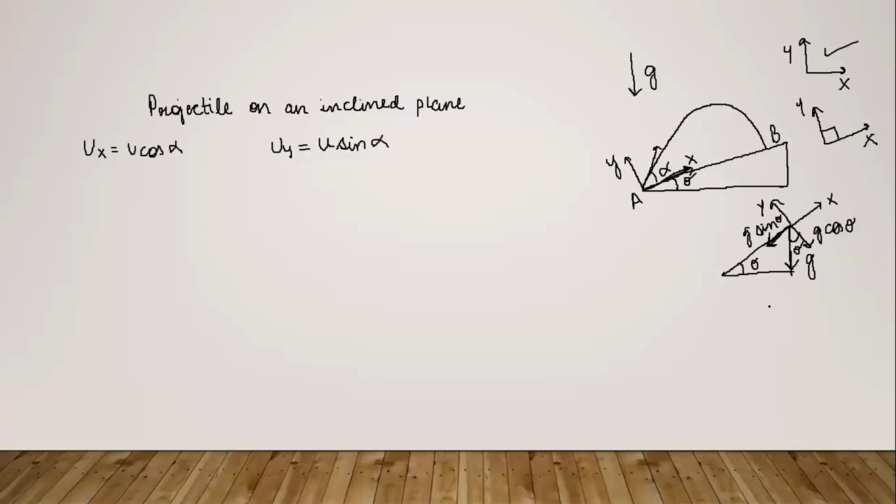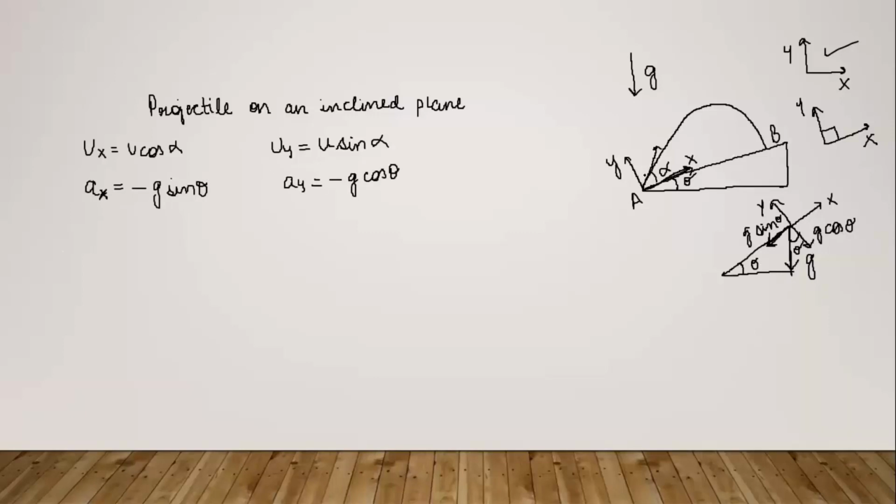And so now we can easily write acceleration also in terms of G. Our x-axis is pointing in this direction, but our G sin theta vector is pointing here in the opposite direction. So we will take AX as minus G sin theta. Similarly, AY as minus G cos theta.